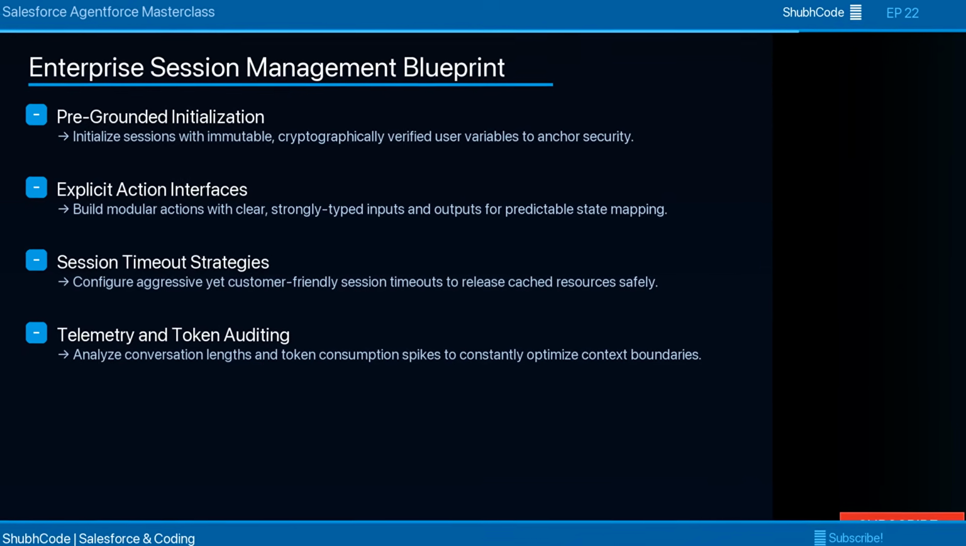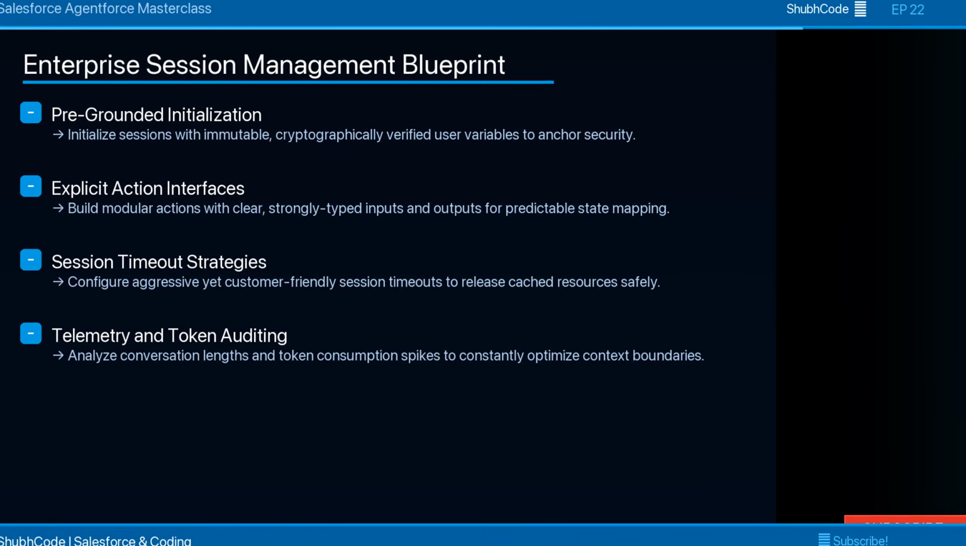To wrap up our architecture deep dive, let us outline the blueprint for deploying stateful agents in production. First, always initialize your agent with pre-grounded, immutable context via JWT-signed session variables to enforce bulletproof security. Second, design compact flow and Apex actions that explicitly declare inputs and outputs, allowing the state manager to map variables cleanly. Finally, regularly monitor session metrics in your Agentforce dashboards, paying close attention to average turns per session and token usage patterns to identify context-heavy bottlenecks.